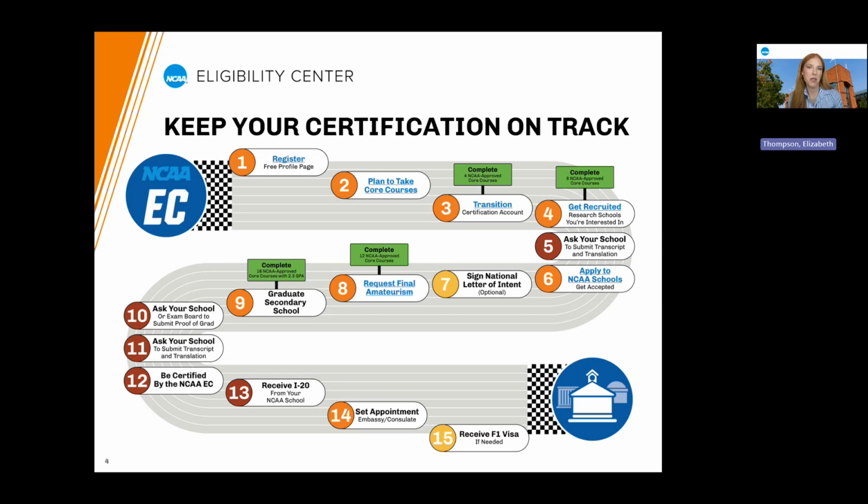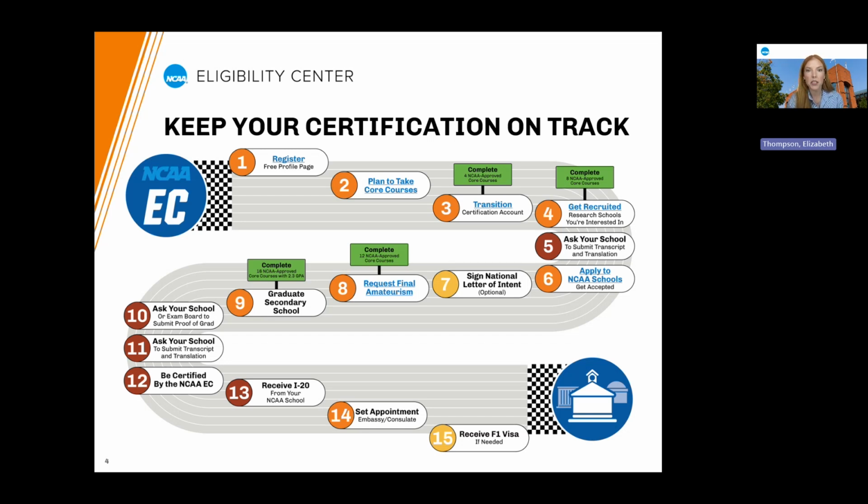The next step in the process would be working with your secondary school and asking your school counselor or representative at your school to submit your transcripts and/or translations to the NCAA Eligibility Center. We will have a resource in this presentation today that will take you to all of the information on how to submit your academic records to the NCAA Eligibility Center.